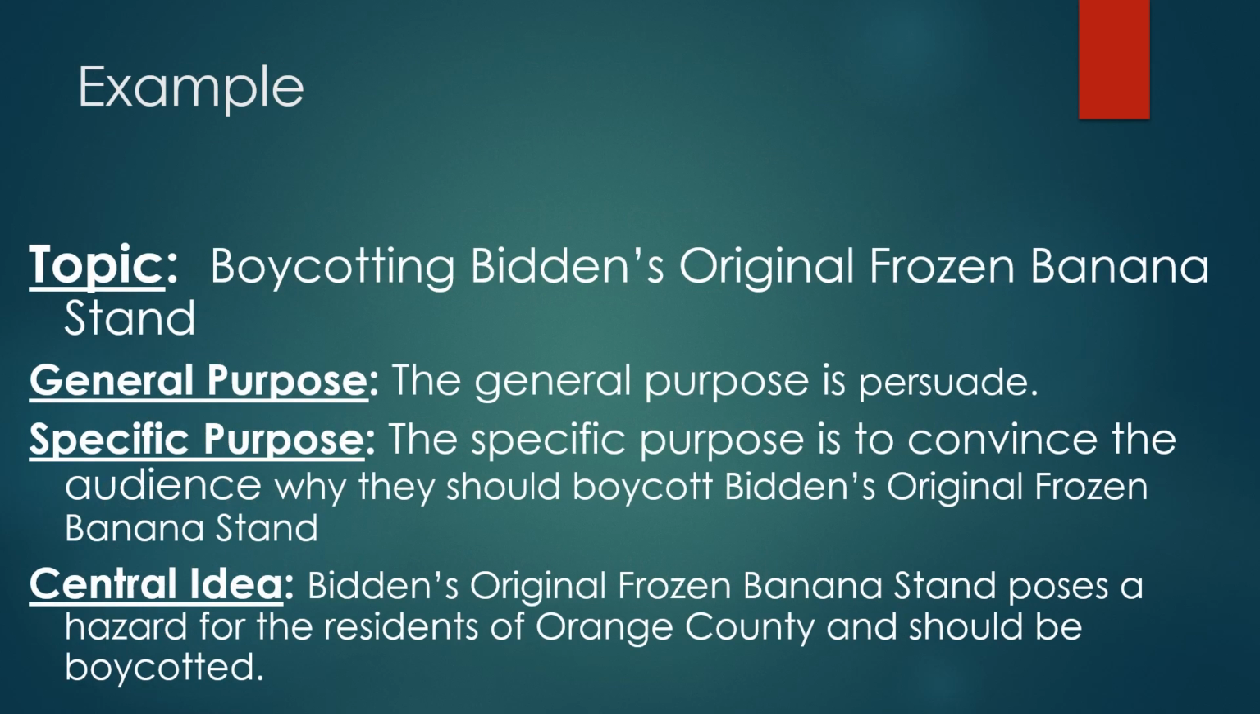So let's look at an example. Say that our topic is boycotting Biden's original frozen banana stand, and the general purpose of the speech is to persuade. Should have a "to" in there. The specific purpose is to convince the audience why they should boycott Biden's original frozen banana stand. And then your central idea is Biden's original frozen banana stand poses a hazard for the residents of Orange County and should be boycotted. So that's going to be our type of speech. Okay.